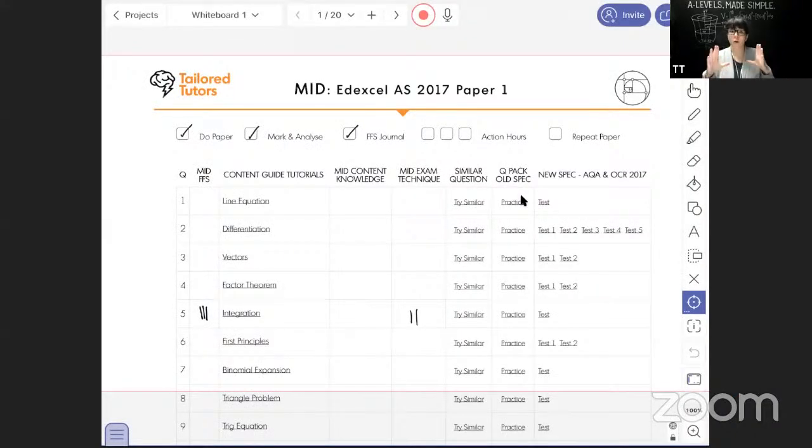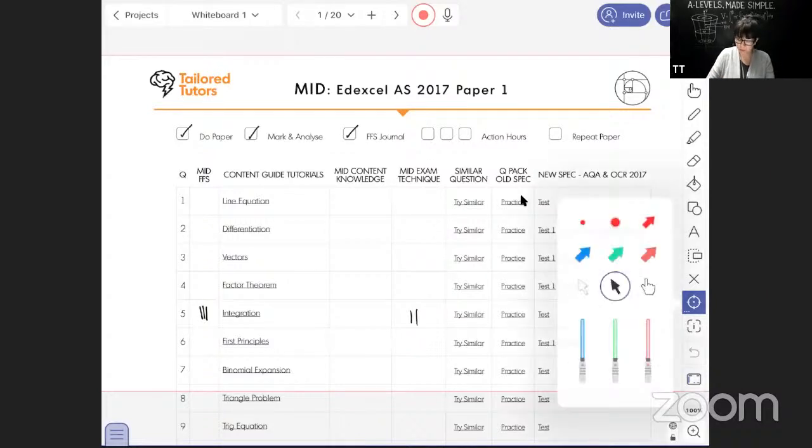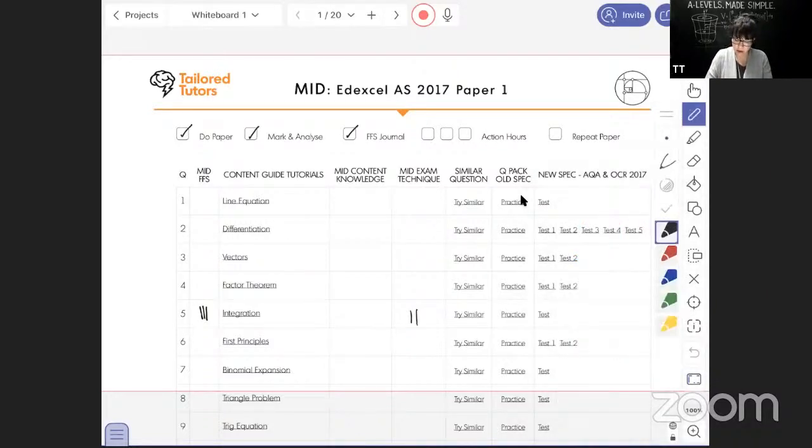Okay, let's have a quick look back at our plan and see how we're doing. This is a week's plan, this MID sheet. This is a whole week, and we're just doing it a little bit cheating. So let's pretend that we've done an action hour now, and in that hour we didn't have to think what to do because we were able to just click on this link. If you click on this, it takes you to a whole load of questions from the old spec on that topic. So that's not one question, that's loads of questions.